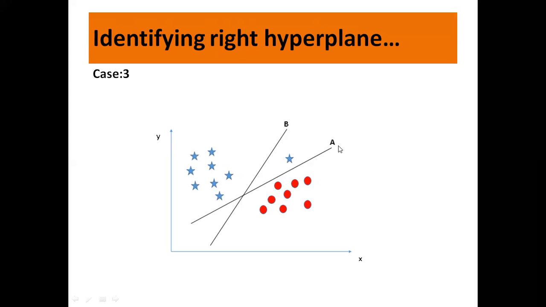The right hyperplane is A. Why? Because the first thing is the accuracy of classification, and then the second thing is the maximization of the margin. So A is a proper hyperplane.